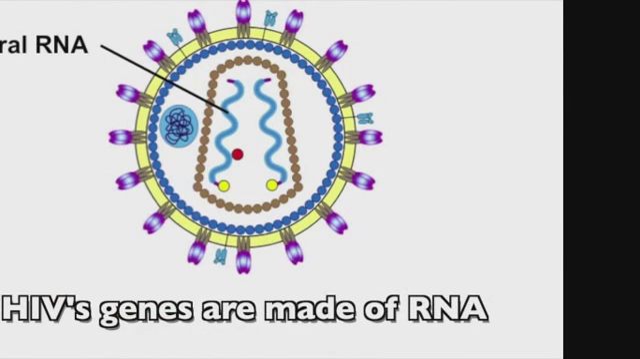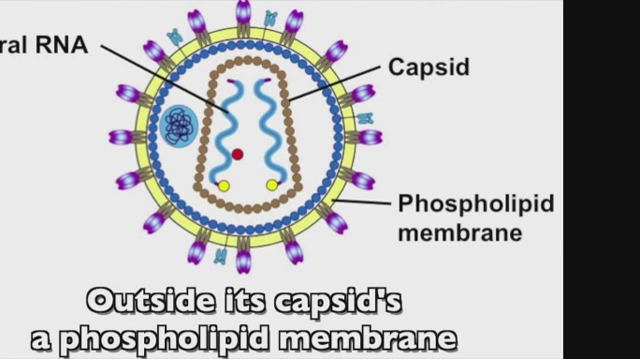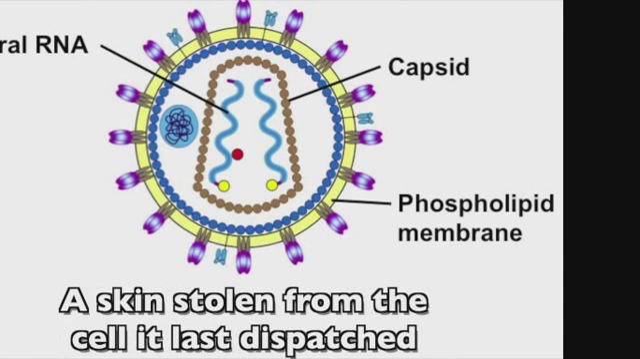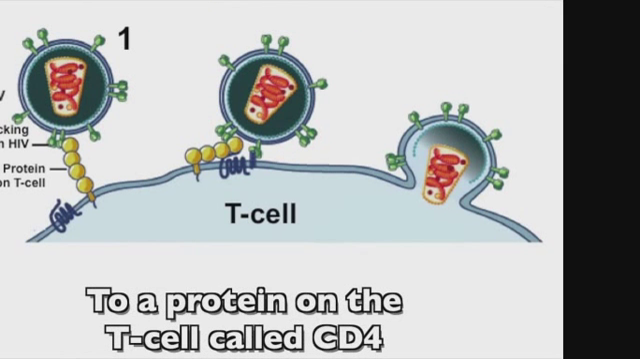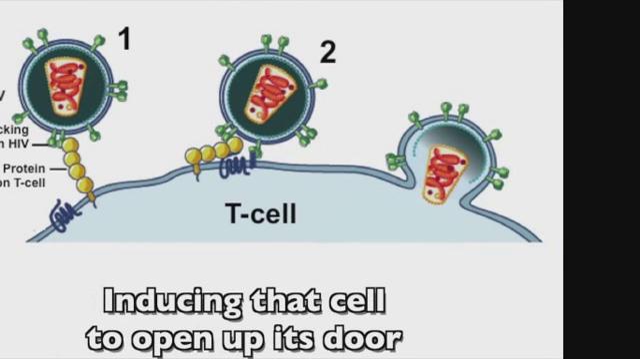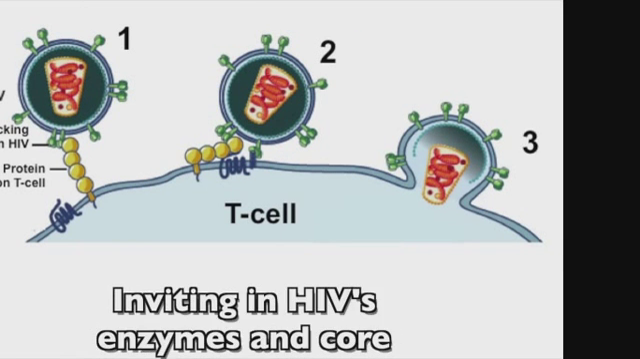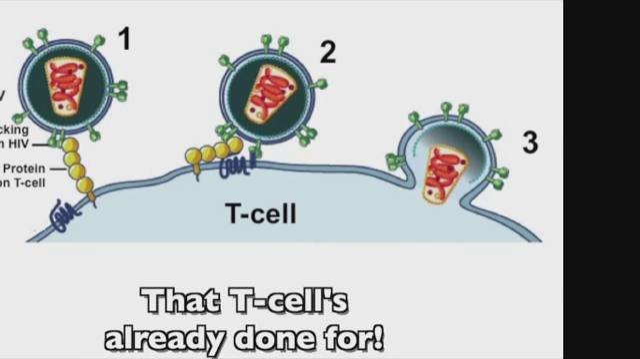HIV's genes are made of RNA. Outside its capsid, a phospholipid membrane, the skin stolen from the cell at last dispatched. Studded with proteins that land attached to a protein on the T cell, CD4, inducing that cell to open up its door, inviting in HIV enzymes and core. The T cells are already done for.